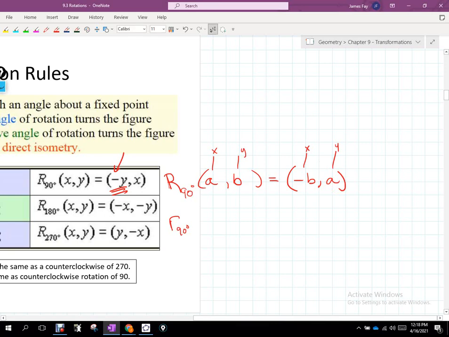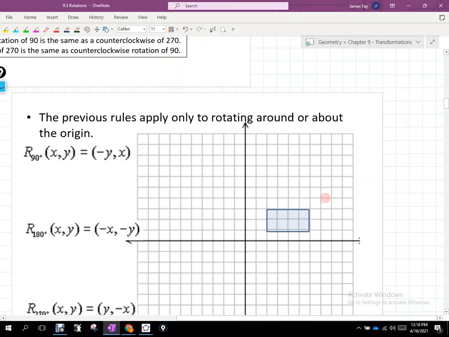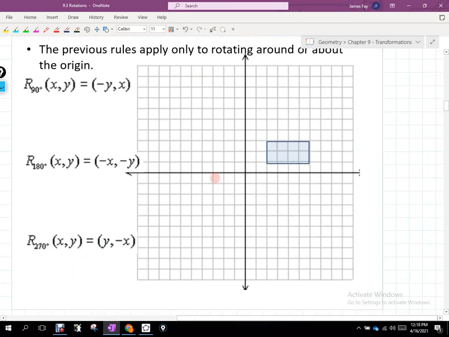So if I ask you, let's say I come down here and I say, let's rotate this image 90 degrees about the origin. So this point right here is 2, 1. This one here is 6, 1. This is 2, 3, and 6, 3. 1, 2, 3, 4, 5, 6. Okay. So let's call this A. Let's call this B. Let's call this C. Call this D.